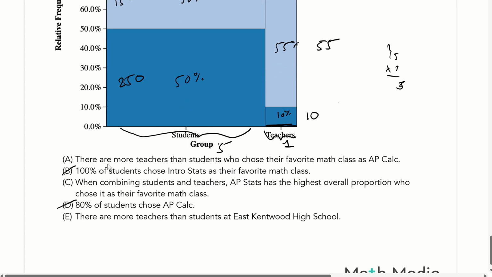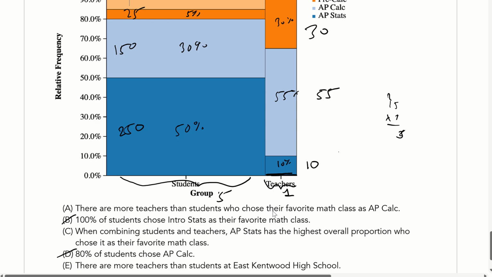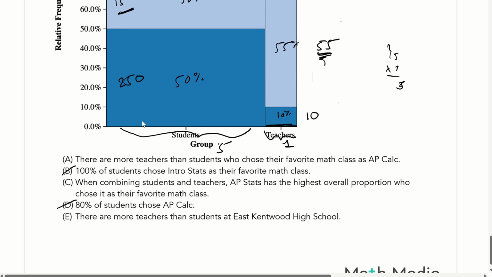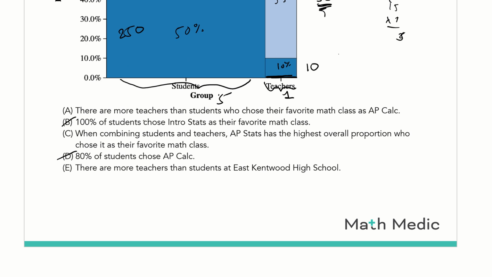So then it says there are more teachers than students. So that means there's a greater area for teachers for AP Calc than students. Well, okay, so we know it's 55 for the area for AP Calc. So is that the same for here? It's 150 for students versus 55. So definitely not. It's definitely more students than teachers. So there are more teachers than students? No. When combining students and teachers, AP Stats had the highest overall proportion who chose it as their favorite class.